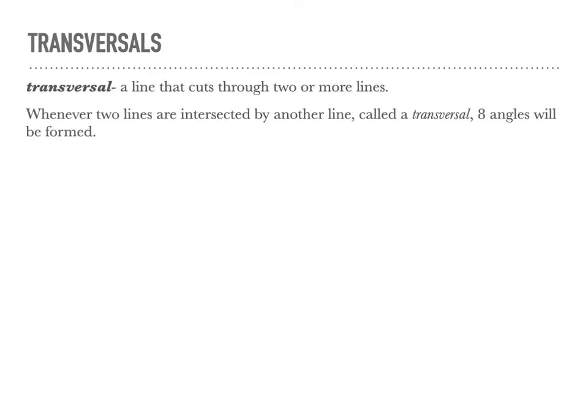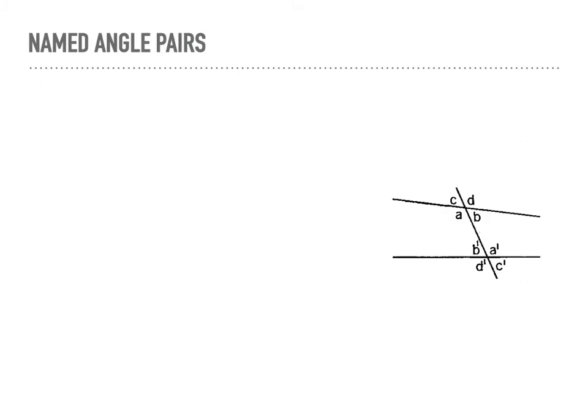So what is a transversal? Well, a transversal is a line that cuts through two or more lines. And so whenever two lines are intersected by another line, therefore called a transversal, 8 angles will be formed. And there's two main regions of a transversal, interior and exterior.